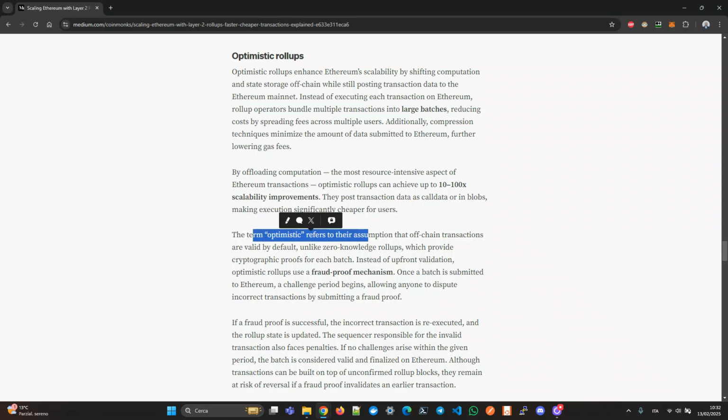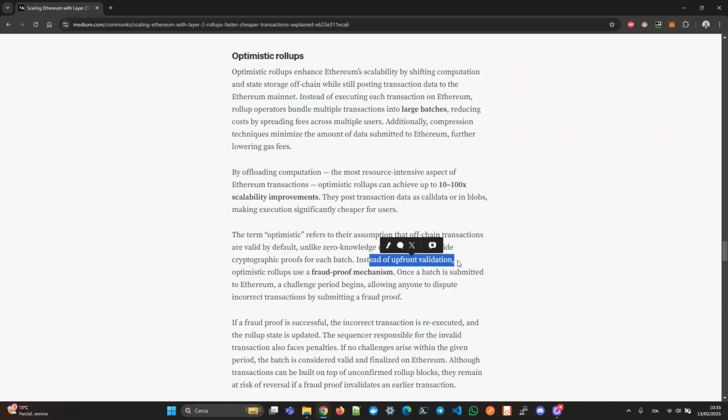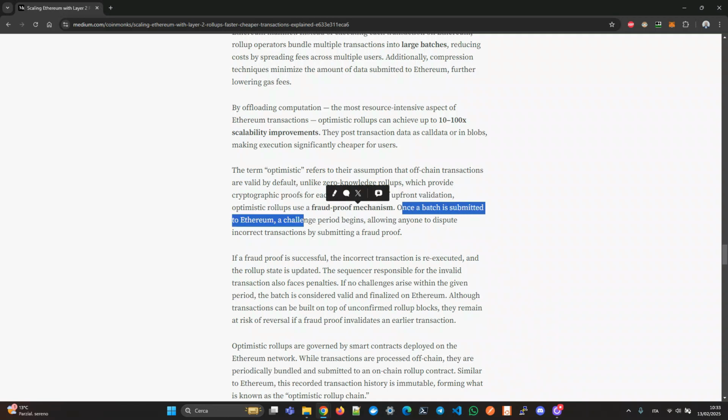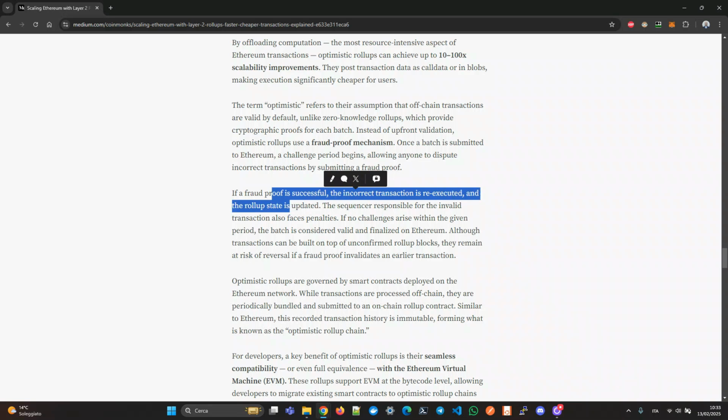So the term optimistic refers to the assumption that off-chain transactions are valid by default, unlike zero-knowledge rollups, which provide cryptographic proofs for each batch. Instead of upfront validation, optimistic rollups use a fraud proof mechanism. Once the batch is submitted to Ethereum, a challenge period begins, allowing anyone to dispute an incorrect transaction by submitting a fraud proof. If a fraud proof is successful, the incorrect transaction is re-executed and the rollup state is updated.